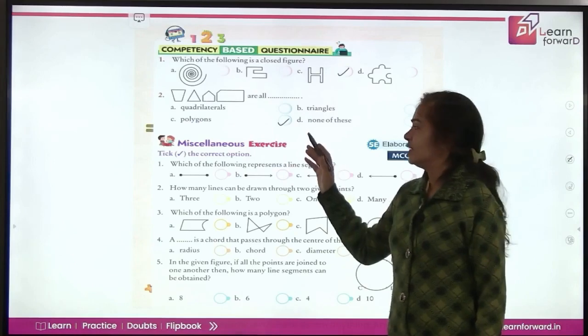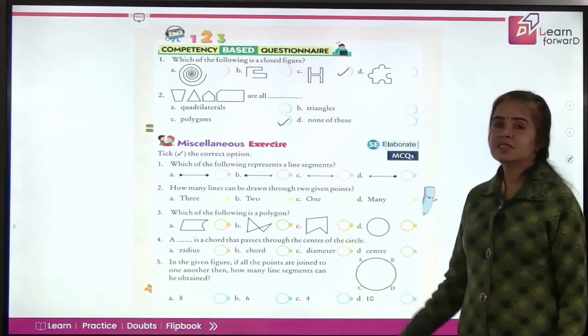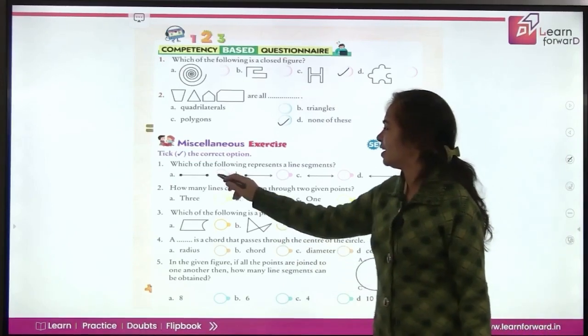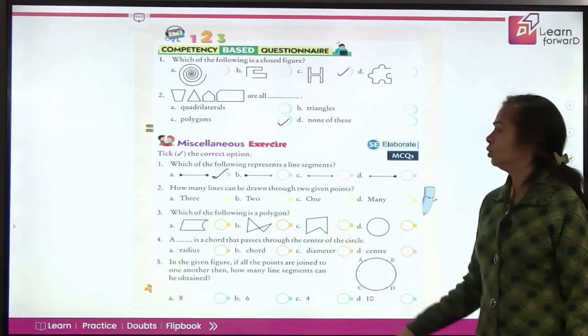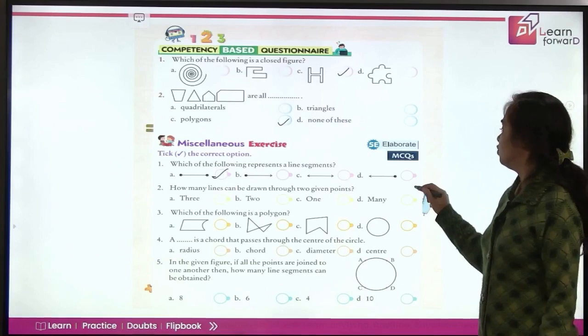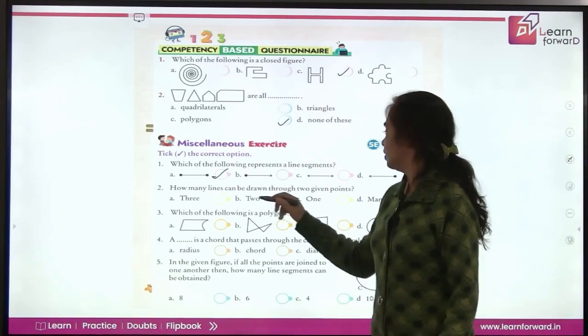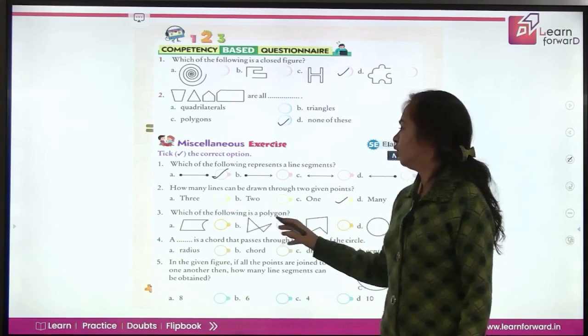Now miscellaneous exercise for you. Which of the following represents a line segment? It has got 2 fixed points. Yes. How many lines can be drawn through 2 given points? So if you have 2 points, how many lines can be drawn? Only 1. Yes.